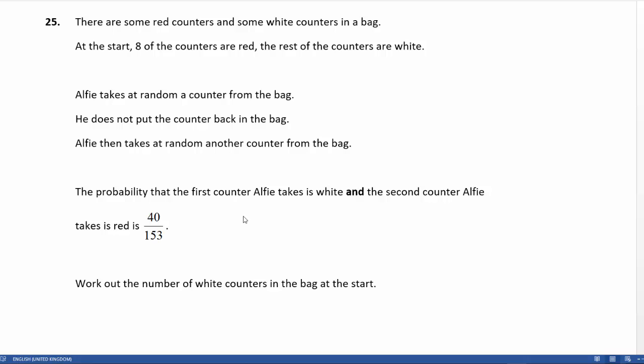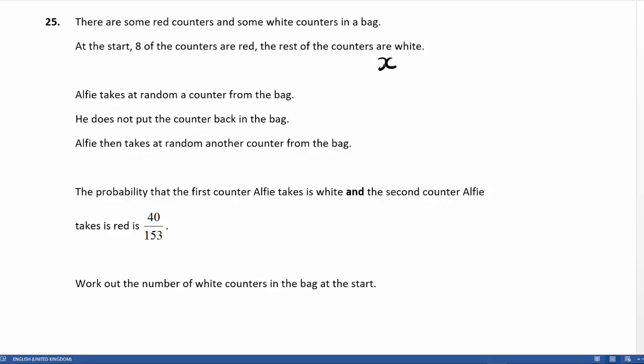This question, right, is a probability question. So let's read it. There are some red counters and some white counters in a bag. At the start, 8 of the counters are red. The rest of the counters are white. So already they've given us some information about what's in this bag. We know there are 8 counters that are red, but we don't know how many counters are white. Right, so just for now, I'm going to write the white counters as X because we don't know what they are.